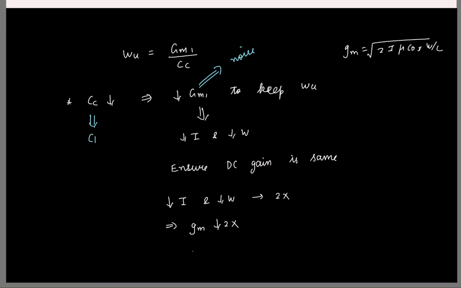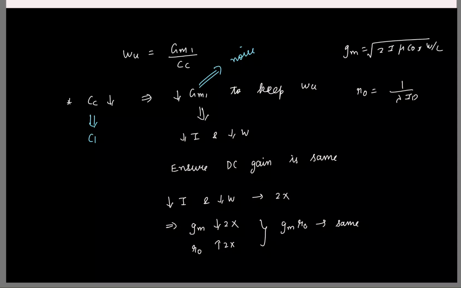What can you say about r0? r0 is 1 by lambda Id, so that will also increase by 2x. So what can you say about the gain? gm times r0 is the same. So again the same thing: if you decrease all your gm's in this fashion by scaling both current and width, nothing else will change in the circuit. Your operating point, your gain, everything will be same.